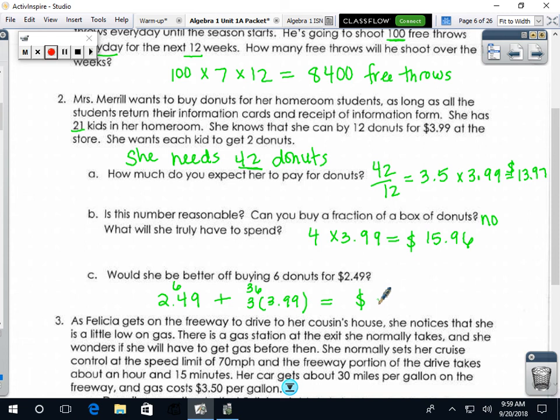And what do you get? 14.46. So is that the best deal if she only wants 42 donuts? Yes, that's the best way to go. If they offer half dozens at that price, that's the best way to go.